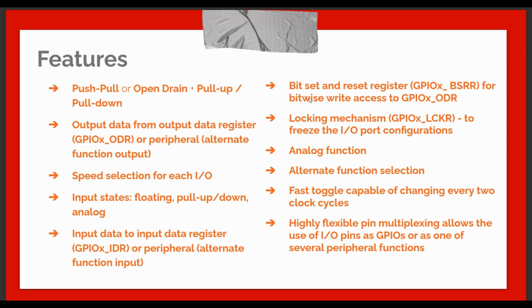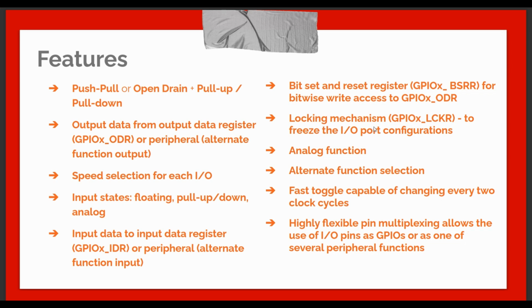and we need to read that register to get the input status. Then the bit set and reset register, that is BSRR, or bitwise write access to GPIOs. So whatever output data register we have, we can access it bitwise if we use this BSRR register. So we don't have to update the whole port. For each pin we can set or reset.